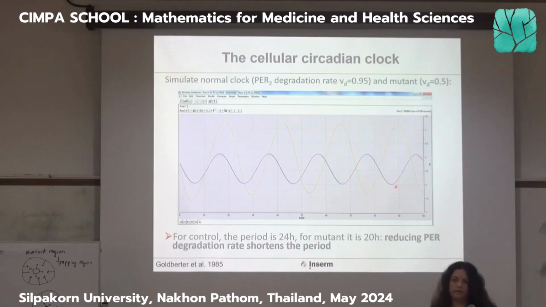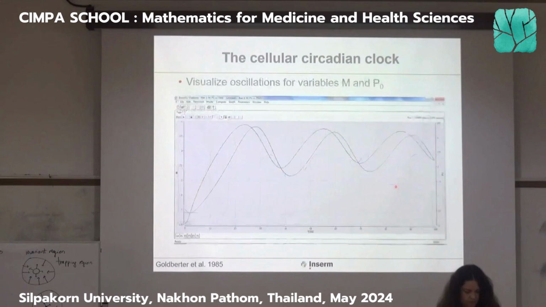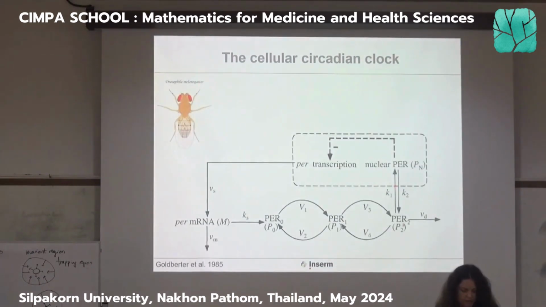Okay. And basically, what it means is that reducing PER degradation shortens the period. And I don't know if that's intuitive for you, but if you go back to here, basically it means that when you reduce that, this will be favored, and it will take less time to go around one cycle. Okay? Basically, this is lower, so this is going to be favored. I mean the other arrows.